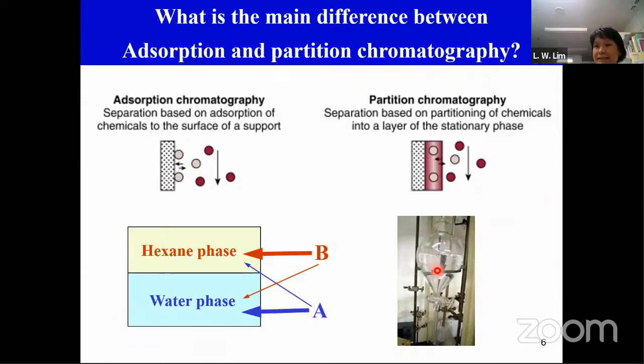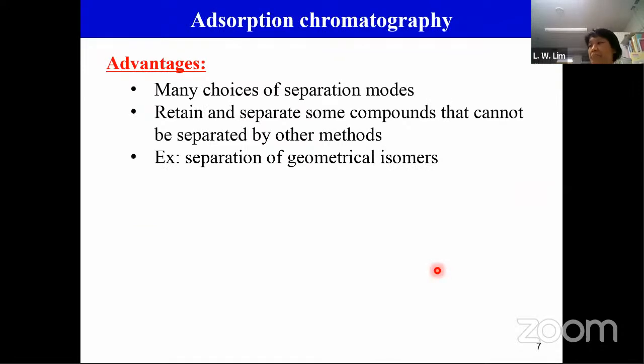So anyway, the advantage of using adsorption chromatography is that we can have many choices of separation modes as long as we choose a different support. We can choose silica, alumina, or even aminopropyl. So we can have a good variety of separation modes. And from all those choices, of course, we can retain and separate some compounds that cannot be separated by other methods. For example, separations of geometric isomers.